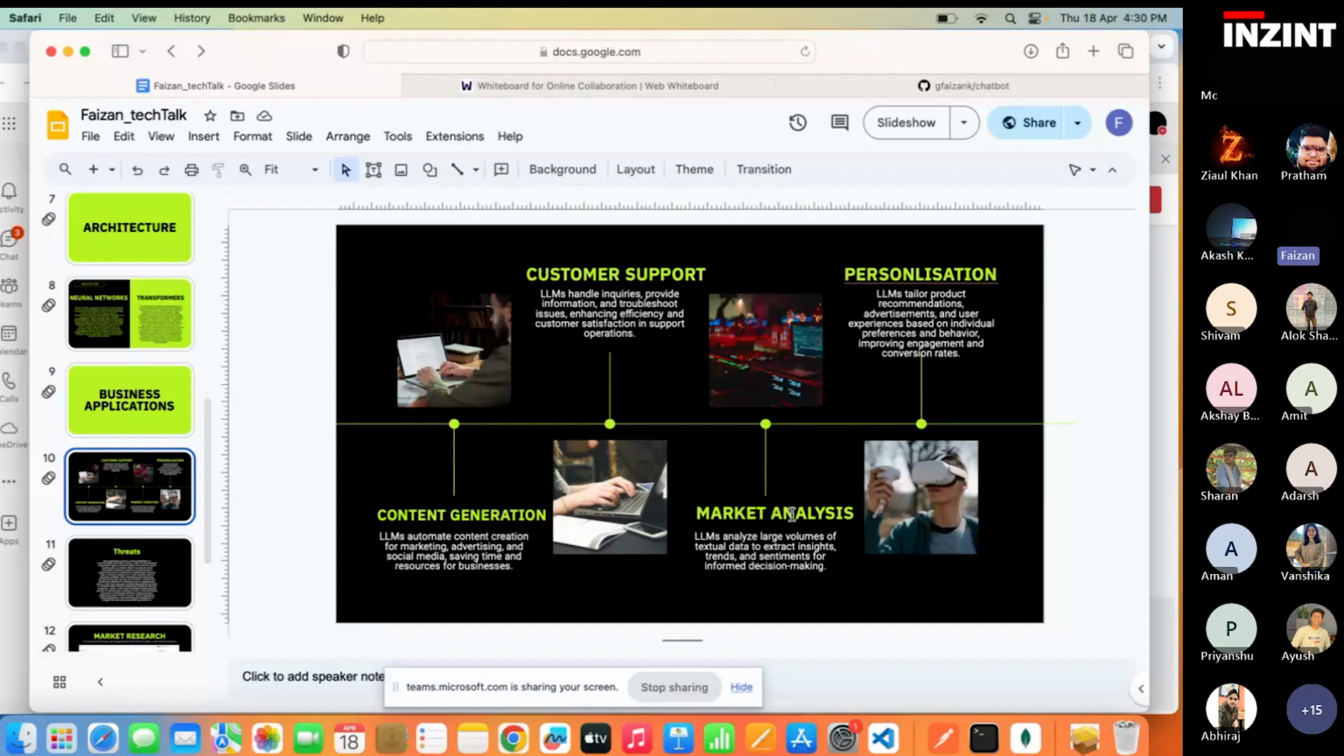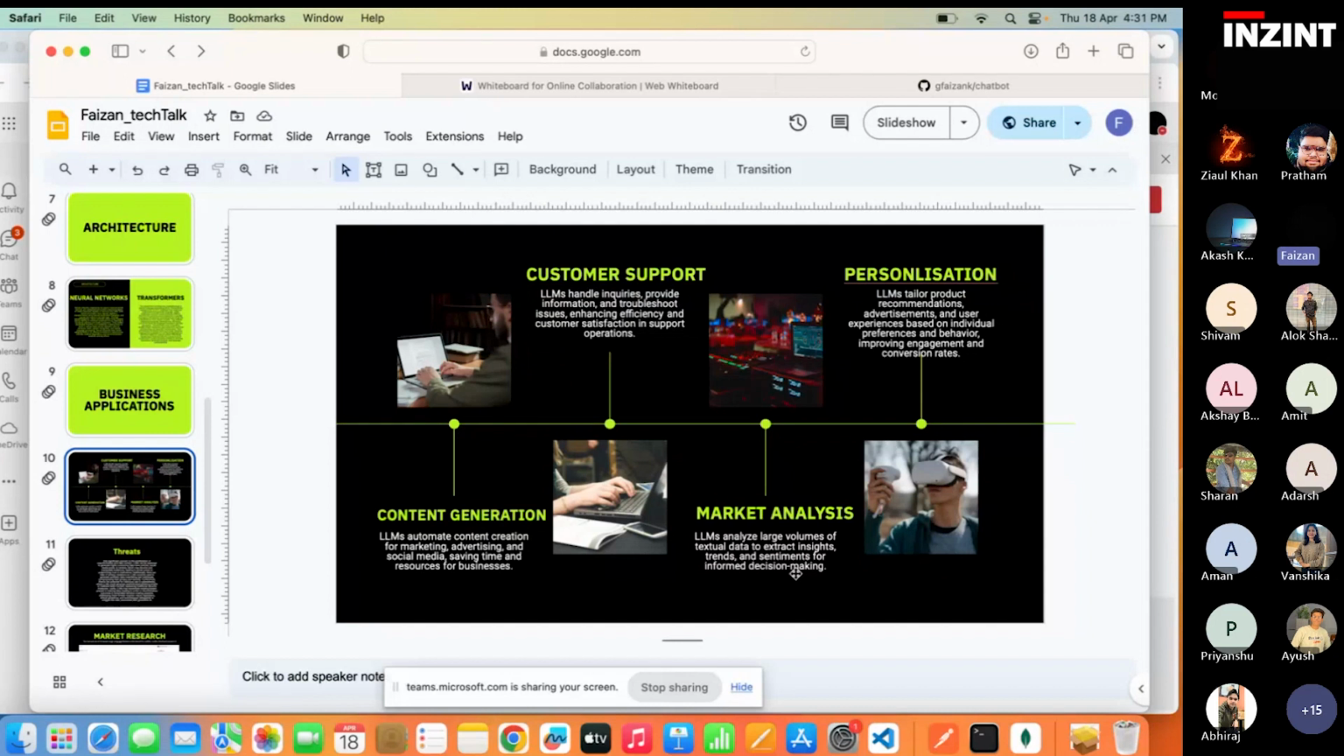Large language models, LLMs, analyze large volumes of textual data to extract insights, trends, and sentiments for informed decision making. Okay, so we'll understand it. Large language models play a pivotal role in market analysis by extracting these insights. What we can do is give large data sets to a model, like GPT, Bard, whatever it is, and ask it to process data and perform operations on it and give us the refined data or the answer to any specific question that we want to ask from it.